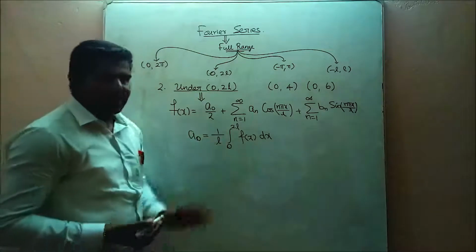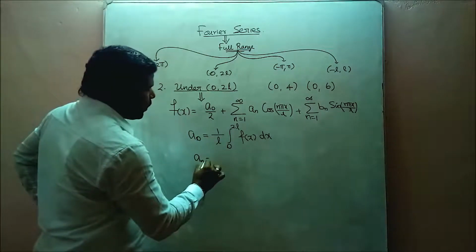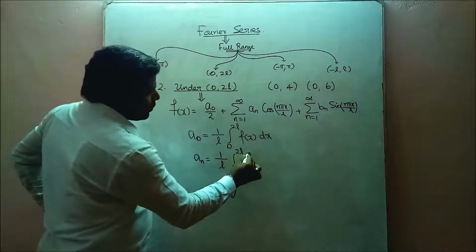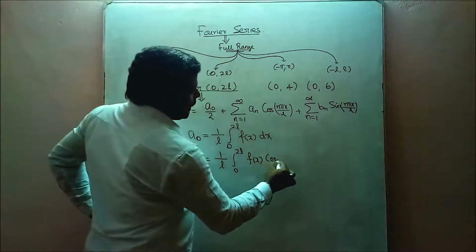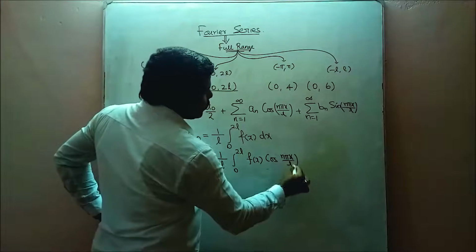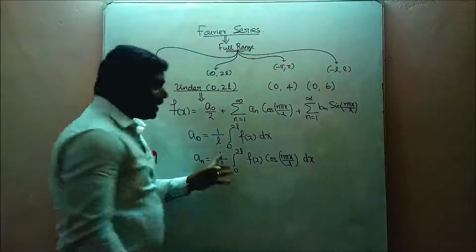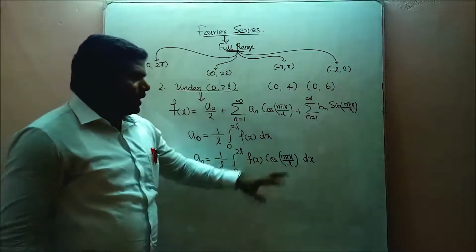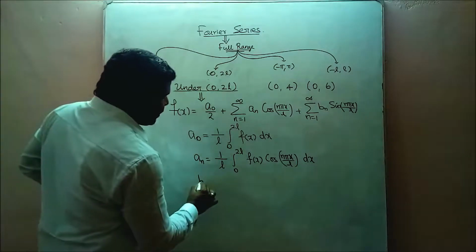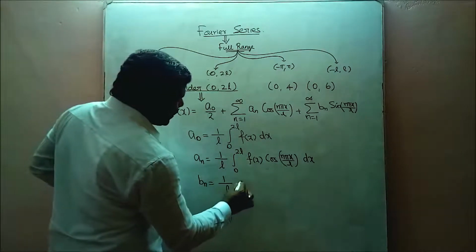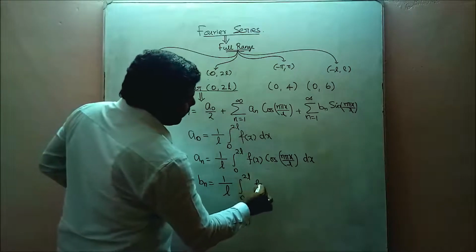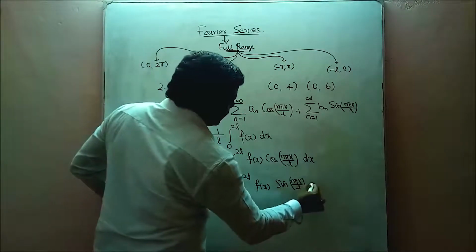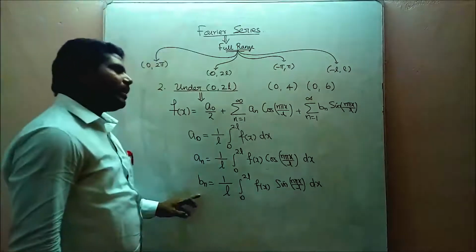The formula to calculate an is: an is equal to 1 by half of the length, that is 1 by l, integral 0 to 2l, f of x into cos n pi x by l into dx. This is the formula for finding an. Similarly, bn is equal to 1 by l, integral 0 to 2l, f of x into sin n pi x by l into dx. Use this formula to calculate the bn value.